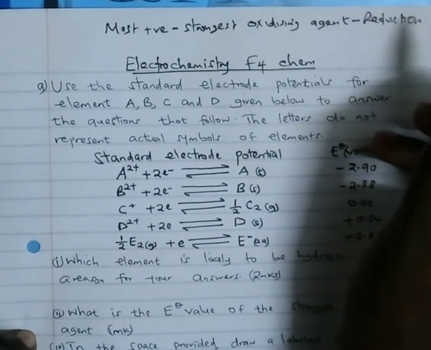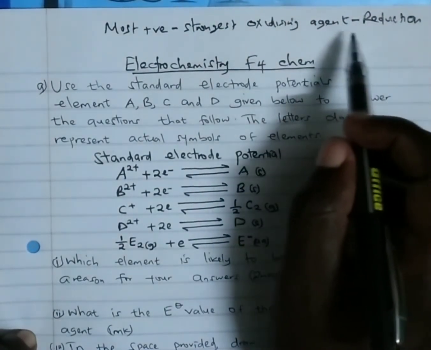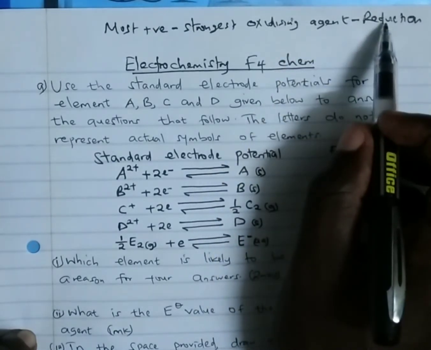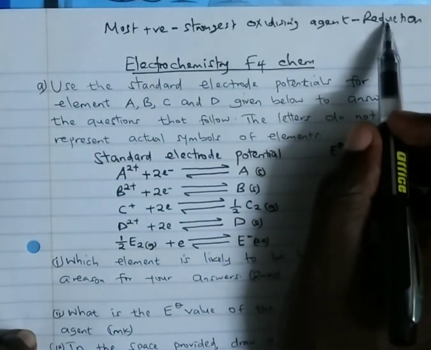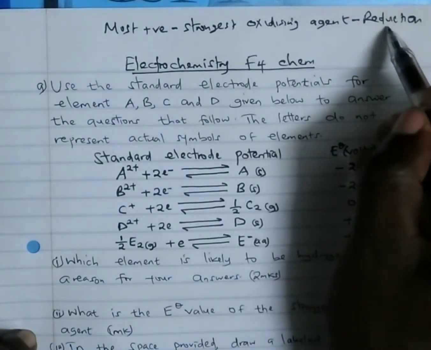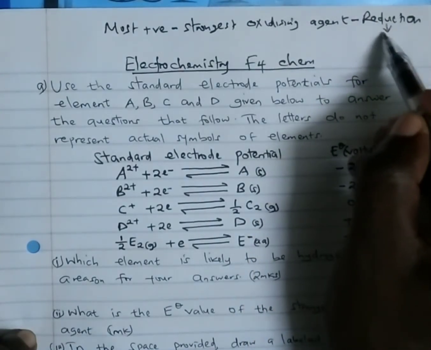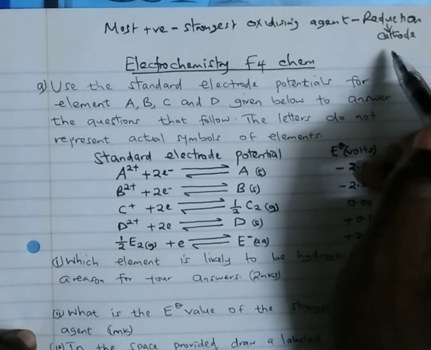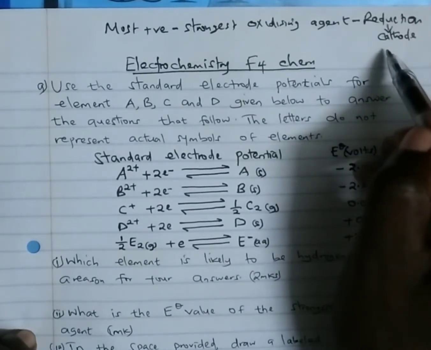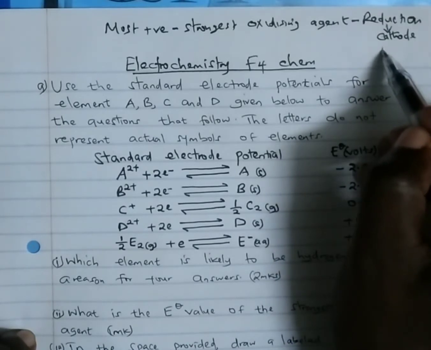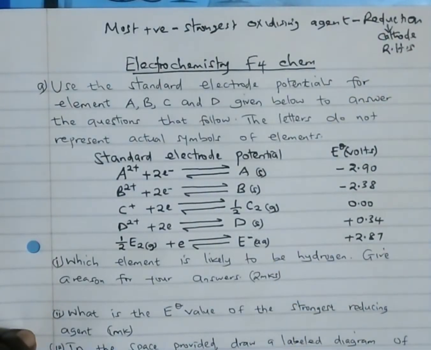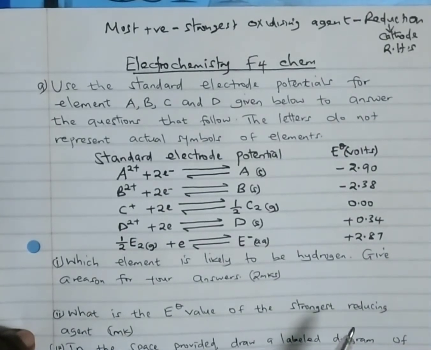In other words, oxidizing agents undergo reduction, and reduction always takes place at the cathode, and the cathode is usually placed on the right hand side of the electrochemical cell. So let us go through the questions.